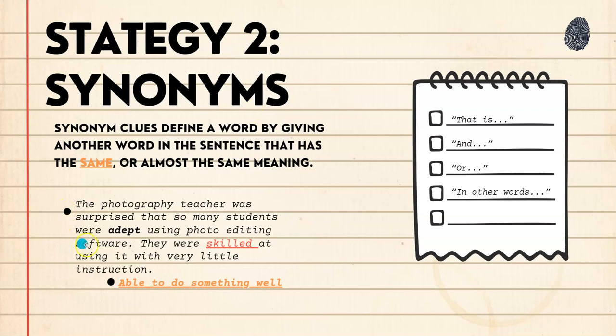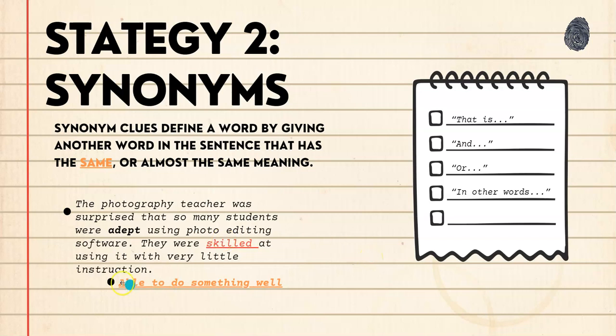Our unknown word here is adept. We have to try to figure out what that word means. And if we put on our detective hat and get out our magnifying glass and look later in the sentence, the key word or the clue word here is skilled. Now, adept might be a word that you're not super familiar with, but skilled is probably a word that you've heard before. And so that tells me that adept and skilled are synonyms. They have really similar meanings.